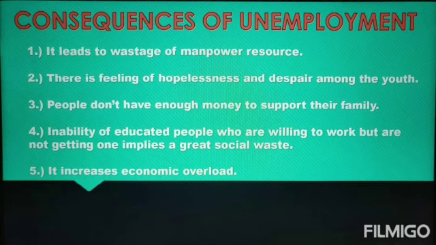And the last point, point number 5, it increases economic overload. So as we discussed that unemployed people don't earn any money and so they are dependent on the working population, and this increases the economic overload of a country because the country has to look after so many citizens who are not involved in any economic activity and are just sitting idle at home.